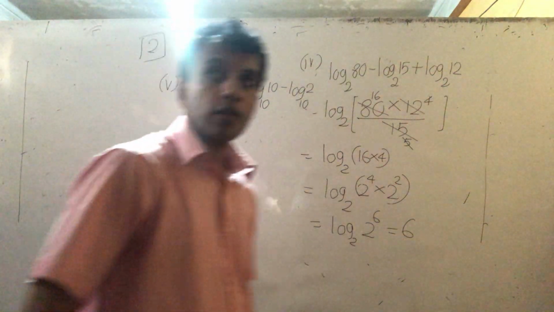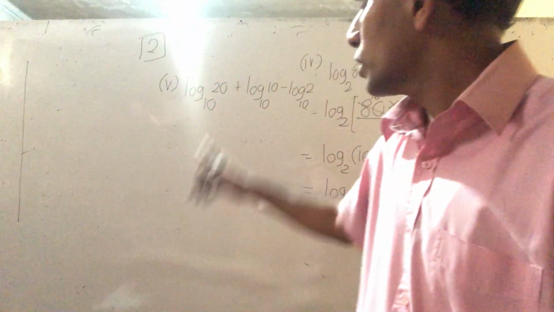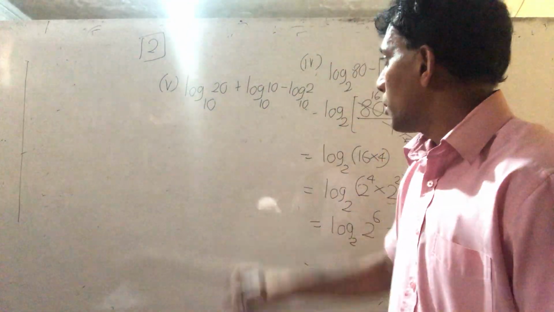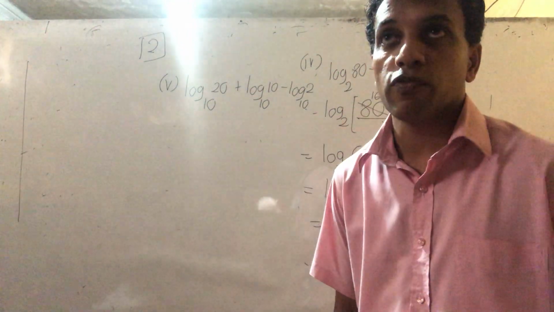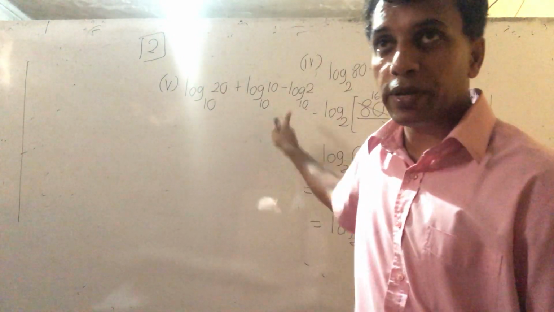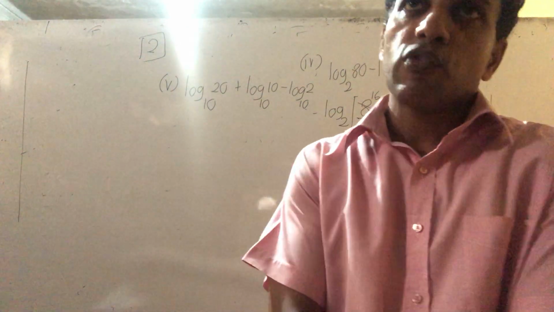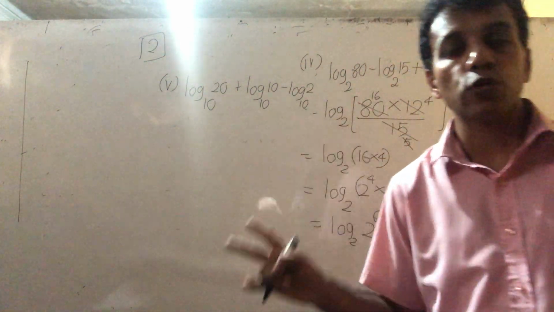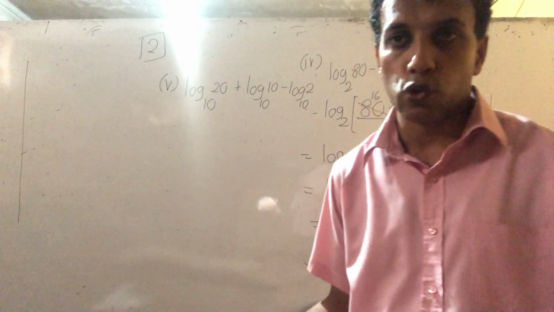See next question, logarithm 20 plus logarithm 10 minus logarithm 2. First decide whether the bases are same. Yes, all are base 10. Therefore you have a final number value. So simplify, use the two rules, addition rule and the subtract rule.